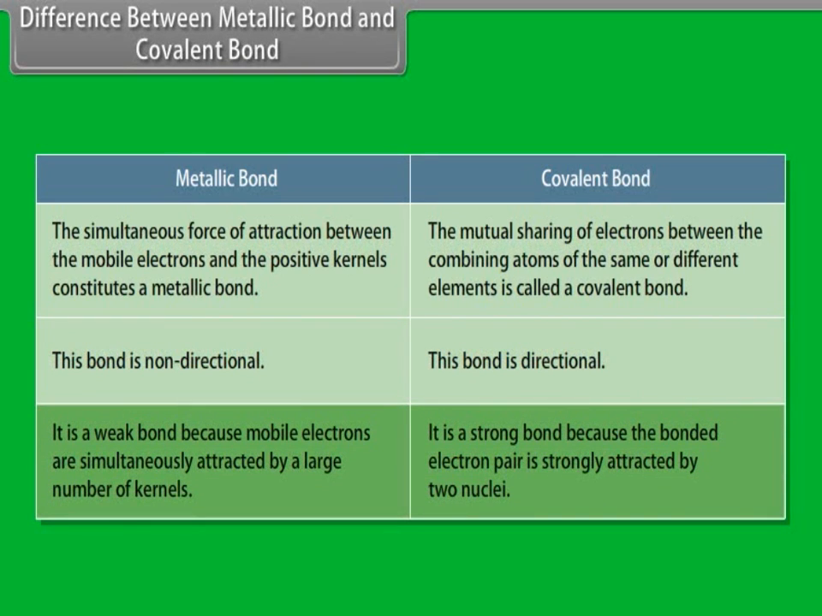Metallic bond is a weak bond because mobile electrons are simultaneously attracted by a large number of kernels, whereas covalent bond is a strong bond because the bonded electron pair is strongly attracted by two nuclei.